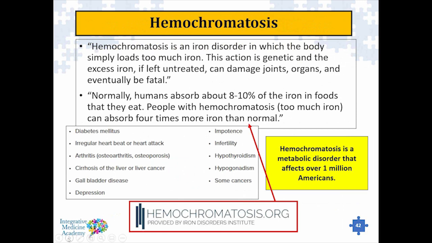Now, hemochromatosis is an iron disorder in which the body basically loads too much iron. So people absorb too much iron. They figure about somebody with hemochromatosis absorbs about 4 times more iron than normal. Okay, you can learn more about hemochromatosis if you go to hemochromatosis.org. And it's more common than people realize.